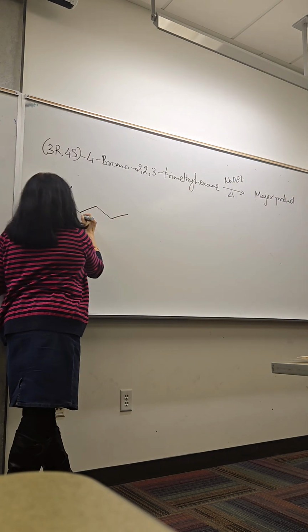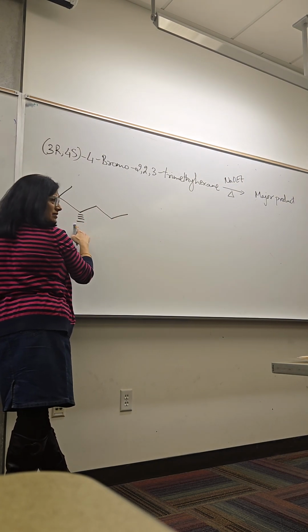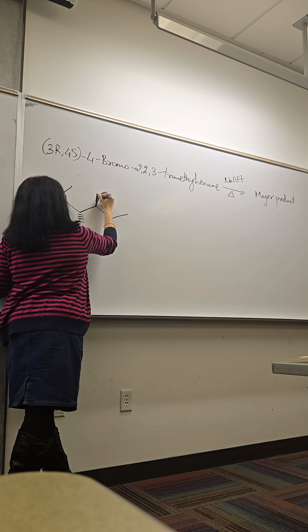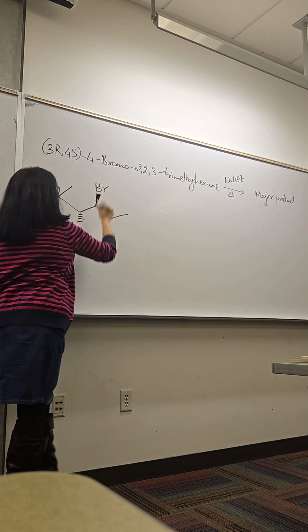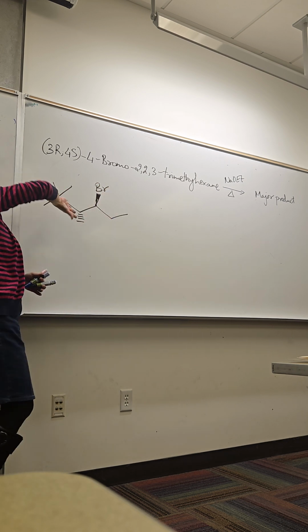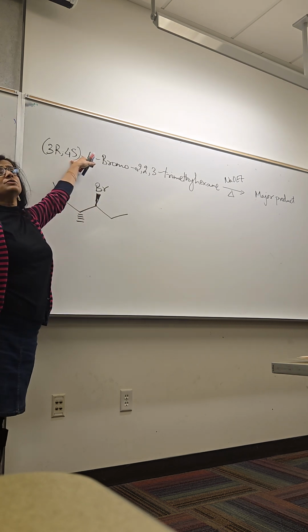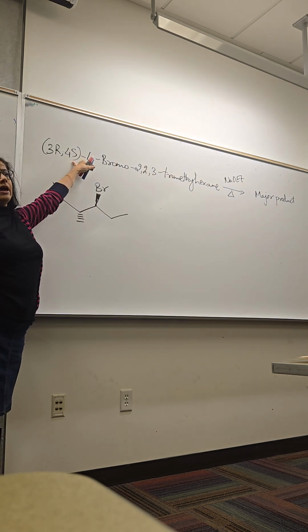Is this the one on a dash? Yeah, that's the one on a dash. Methyl's on a dash and the bromide's on a wedge. That's one way of drawing it. I could have drawn it flipped here or flipped there as long as you got 3R, 4S. That's what happens. Everybody okay?